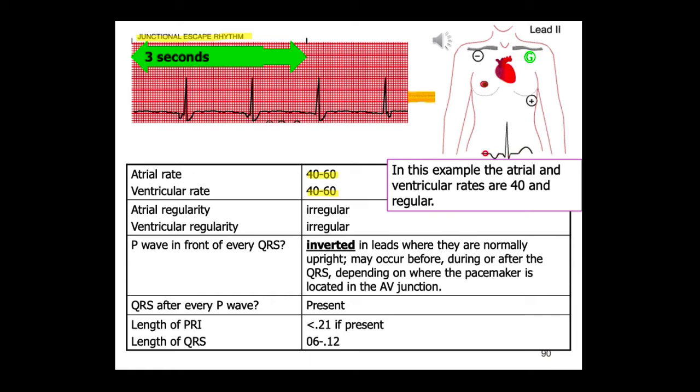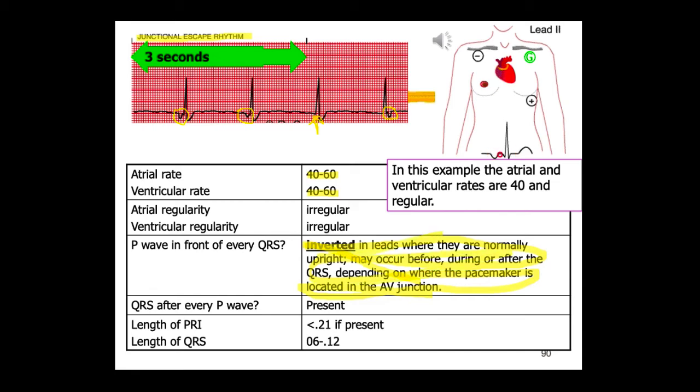Typically, it is slightly irregular. We already discussed how the P wave in front of the QRS complex is inverted. The QRS complex is after the P wave. The PR interval is shorter than the typical sinus beat PR interval, but it is still going to be less than 0.21 seconds if it is present. QRS width is normal, 0.12 or less.